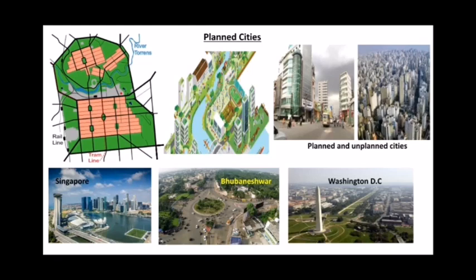Now children, which are the cities that are planned? Singapore is a planned city. Then we have Seoul in South Korea, Zurich in Switzerland, Washington DC in USA, Brasilia in Brazil, and Chandigarh and Bhubaneswar in India. These are all examples of planned cities. All the roads, where the houses will be built, everything was planned beforehand and then the city was built.